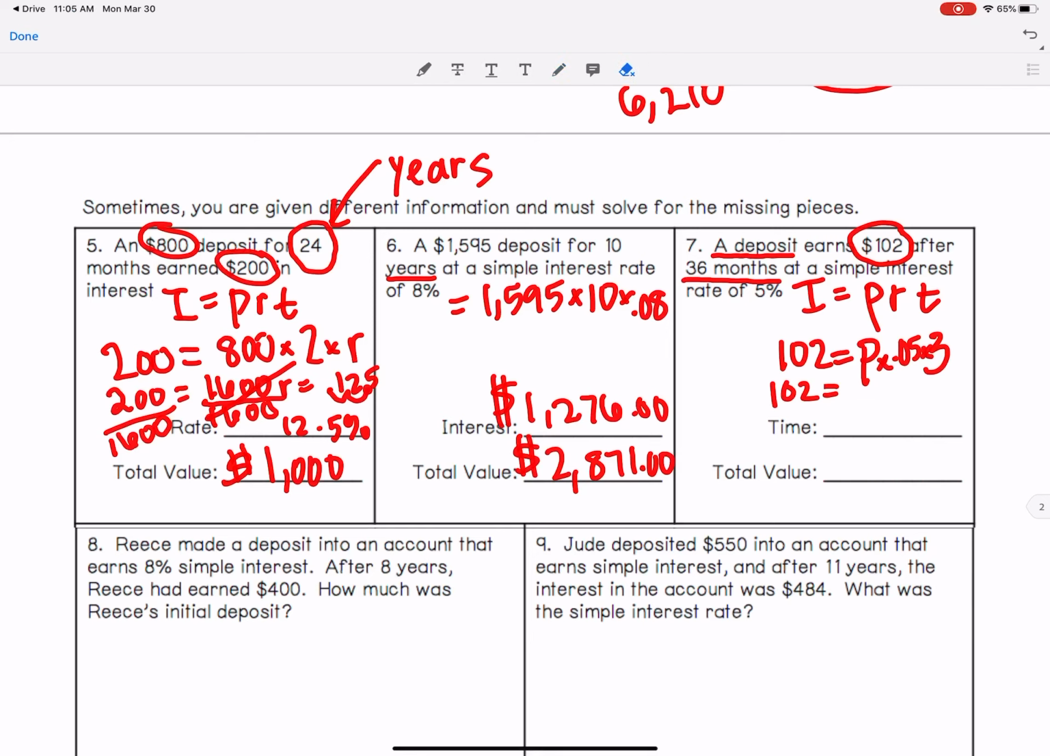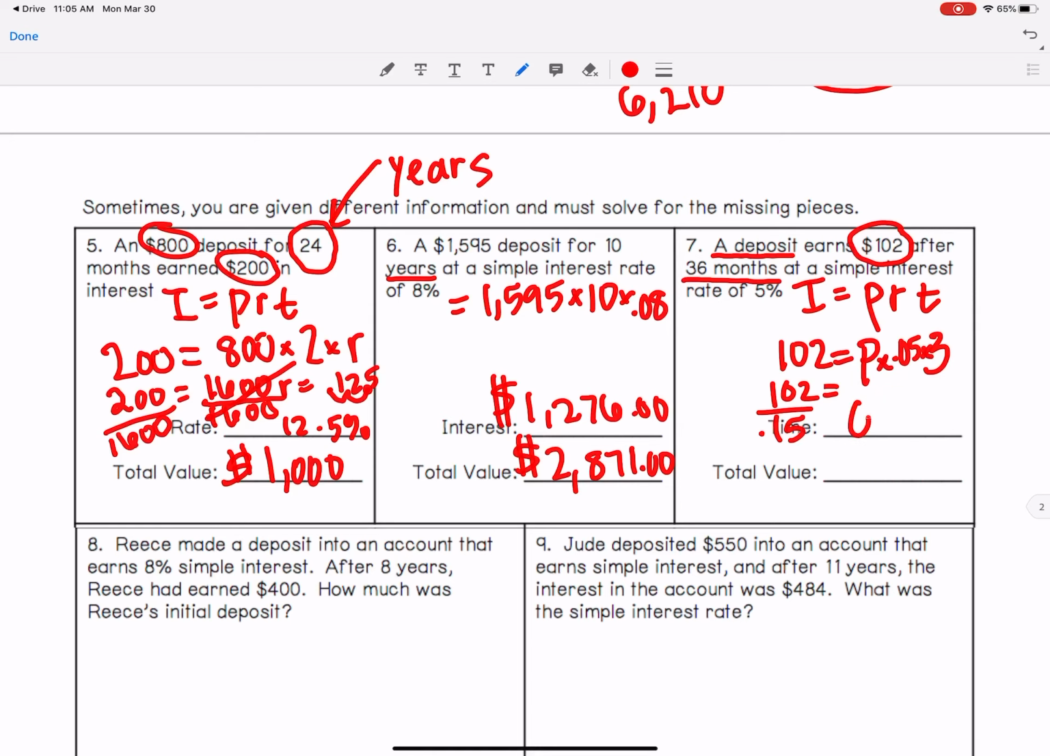The opposite of multiply is divide. So we're going to divide both sides by 0.15. And 102 divided by 0.15 gives me 680. So P was the only variable we had left. That tells us our principal, the amount we deposited, is $680. So I'm going to write 680 in the space right here.